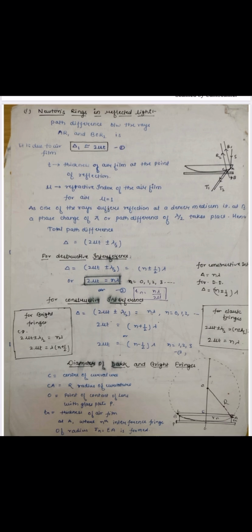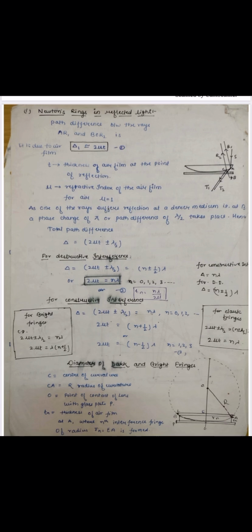For constructive interference, as you have studied earlier, the path difference should be equal to n lambda. Now, what is the total path difference here? The path difference produced by the air film between the rays AR1 and BCR2. The path difference is 2 mu t plus minus lambda by 2.